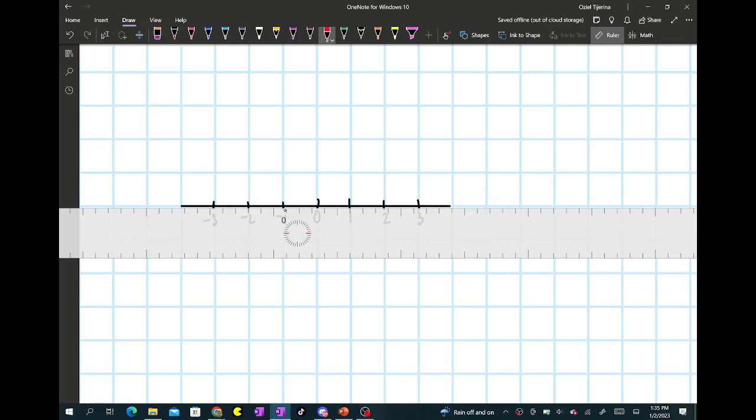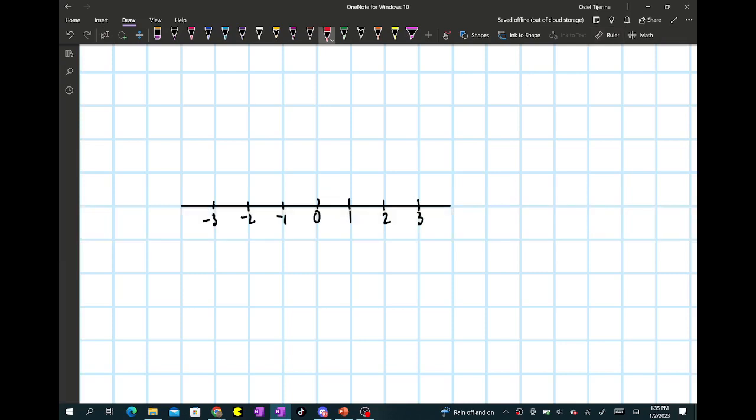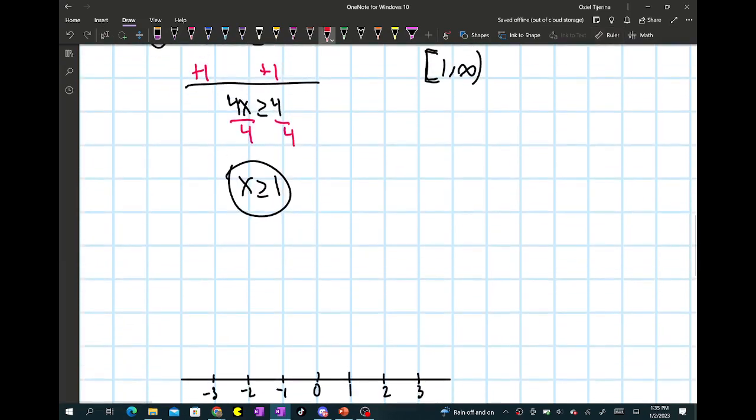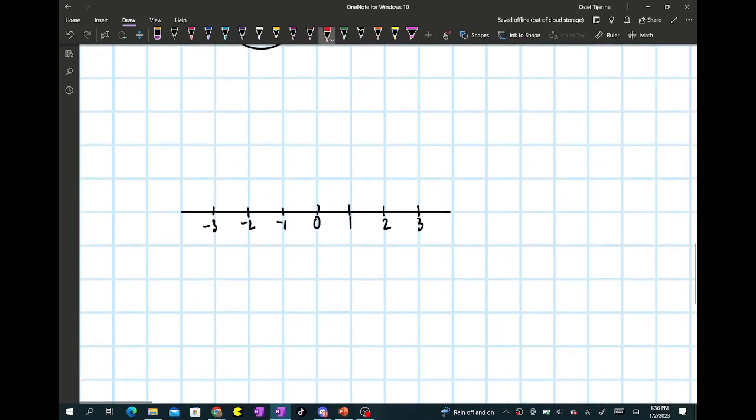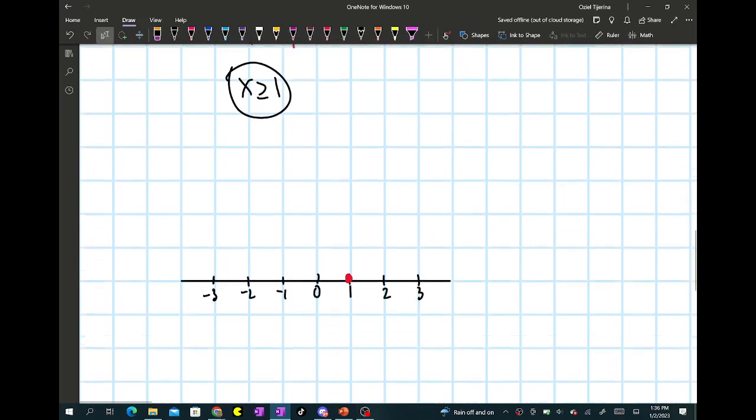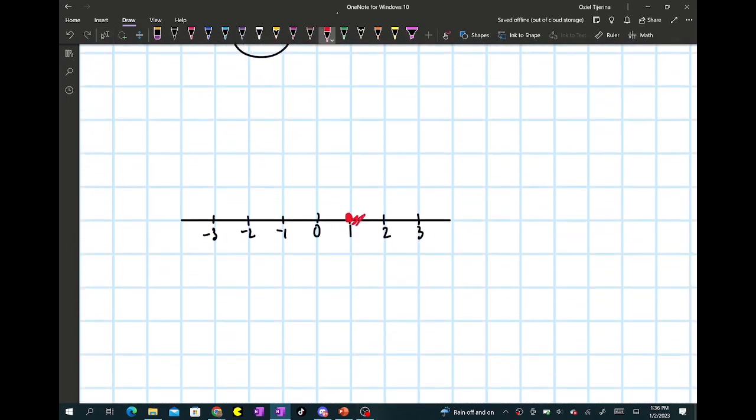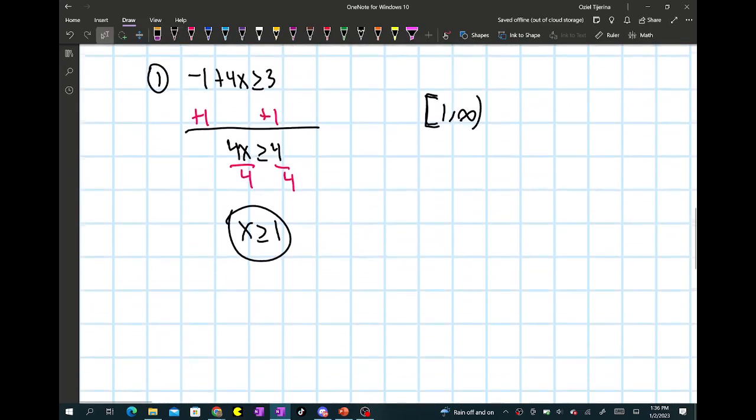So we have x is greater than or equal to 1. Now when it's greater than or equal to, we're going to put a closed dot at 1. And we're going to shade all the real numbers that are greater than or equal to 1, so we're going to shade to the right. This is how you would graph it.